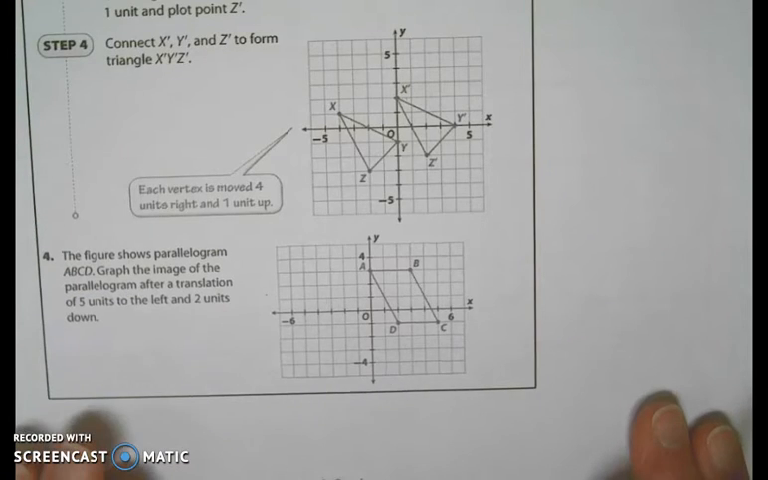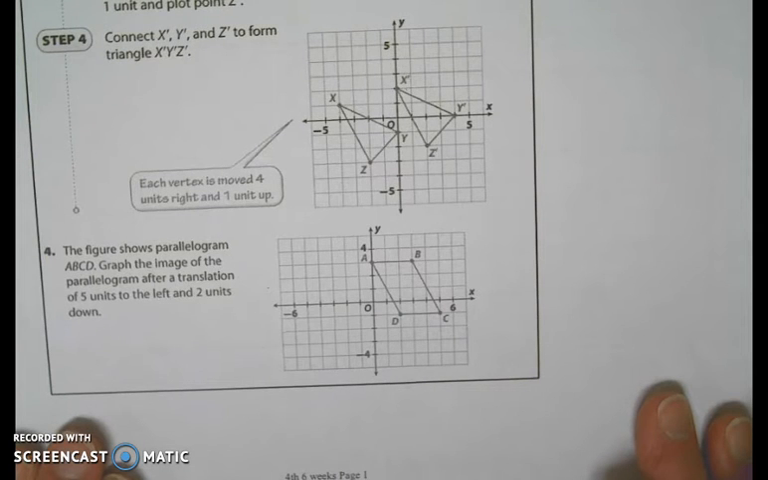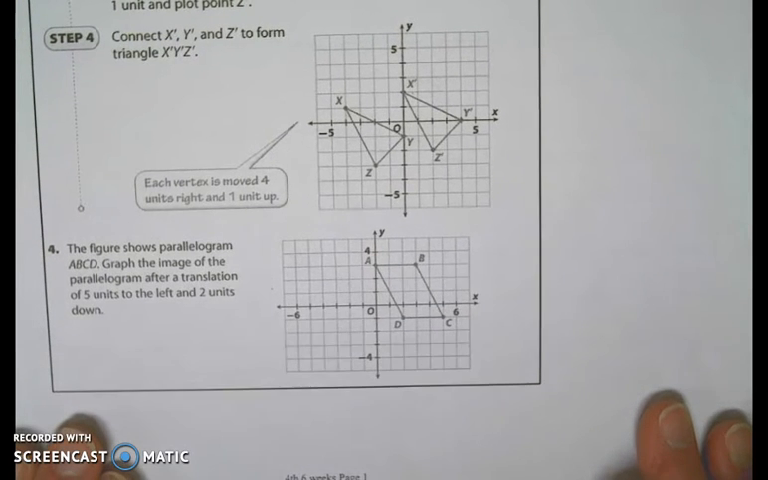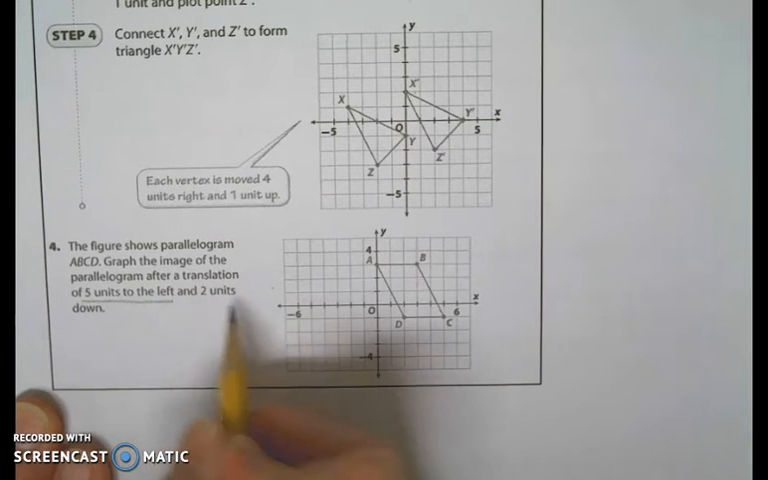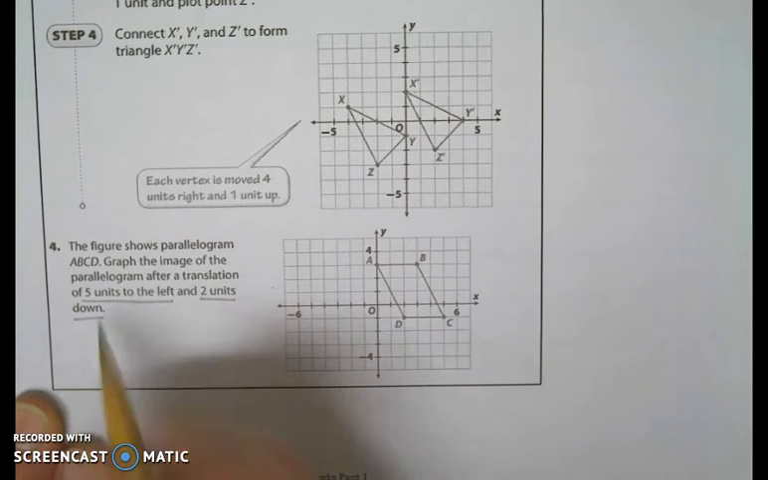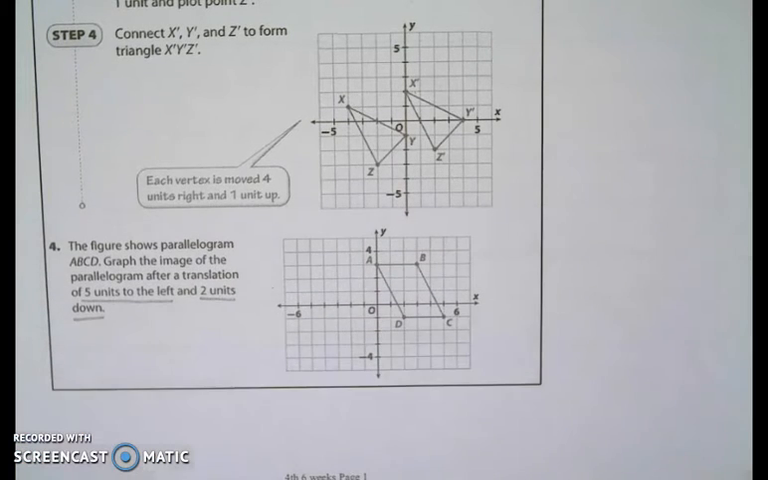The figure shows a parallelogram ABCD. Graph the image of the parallelogram after translation of 5 units to the left and 2 units down. You try.